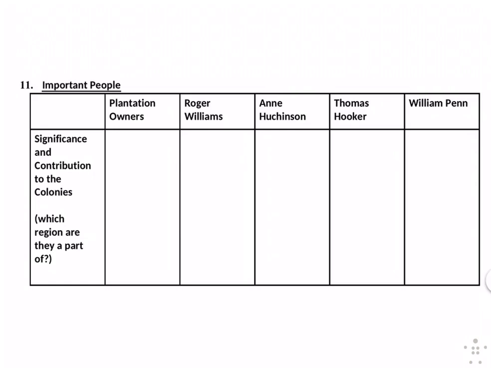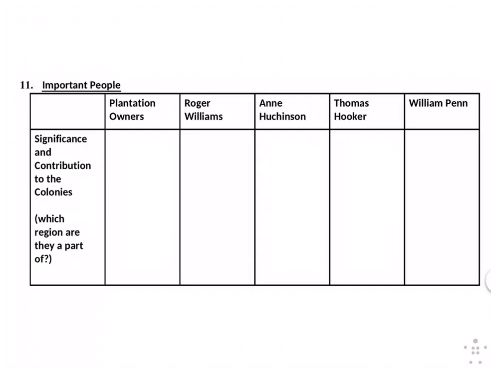Roger Williams and Anne Hutchinson kind of are together. Williams left Massachusetts while Anne Hutchinson was kicked out. Their significance, they both helped found Rhode Island, the new Rhode Island colony. Now they believed in, again, separating church and state. What region are they still part of? Well, they left Massachusetts, but Rhode Island is still in the New England region, so they're still up north.